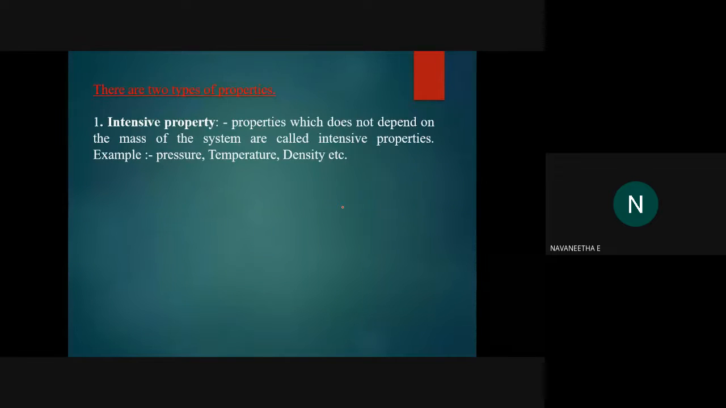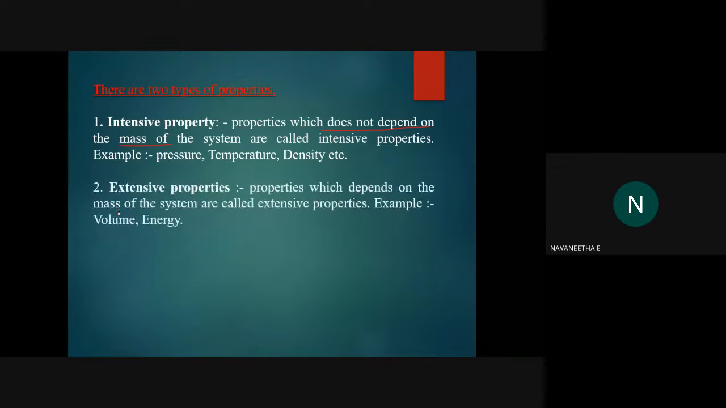Okay, so intensive property means what? The property which does not depend on the mass of the system is called intensive property. Example: pressure, temperature, density. Then extensive property is the property which depends on the mass of the system. Just write down these things that I am underlining.